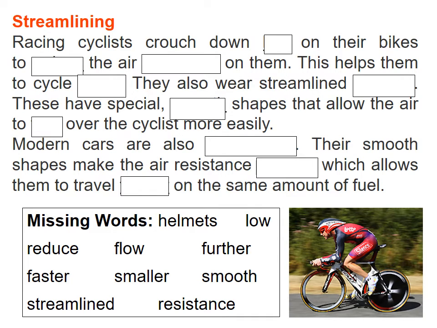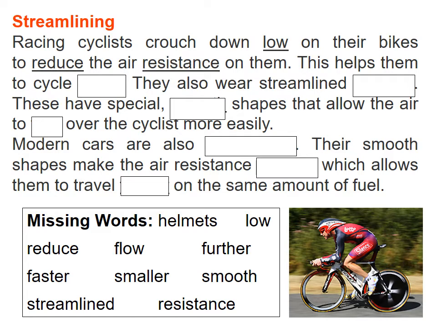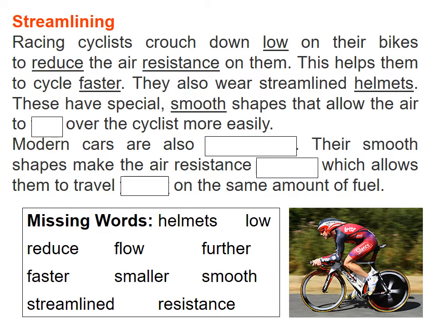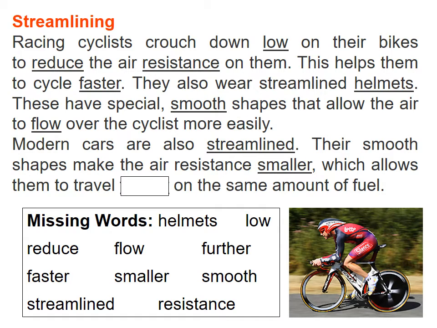So let's fill out the words in this paragraph. Racing cyclists crouch down low on their bikes to reduce the air resistance on them. This helps them to cycle faster. They also wear streamlined helmets. These have special smooth shapes that allow the air to flow over the cyclist more easily. Modern cars are also streamlined. Their smooth shapes make the air resistance smaller, which allows them to travel further on the same amount of fuel.